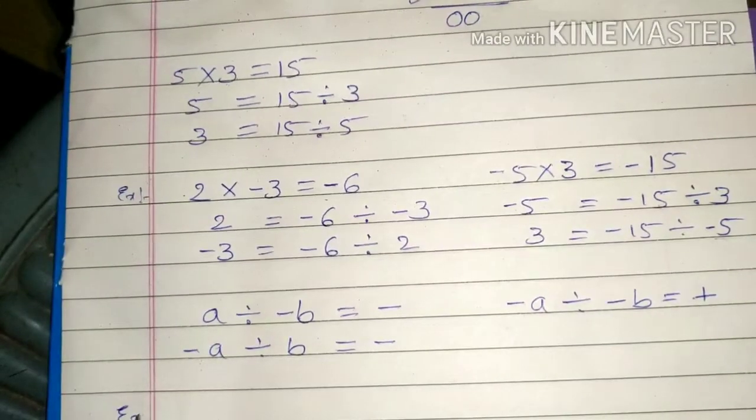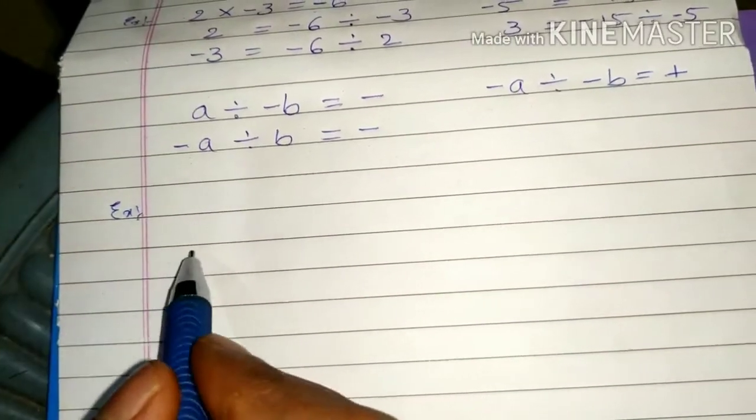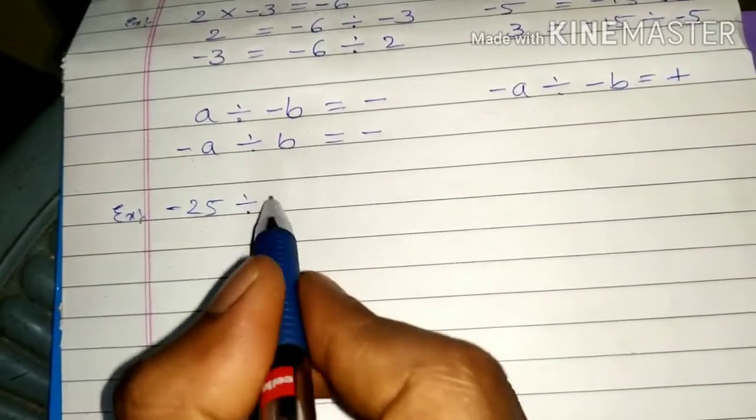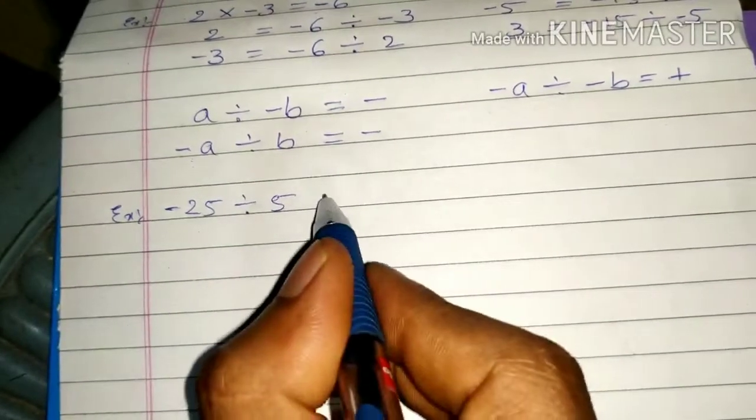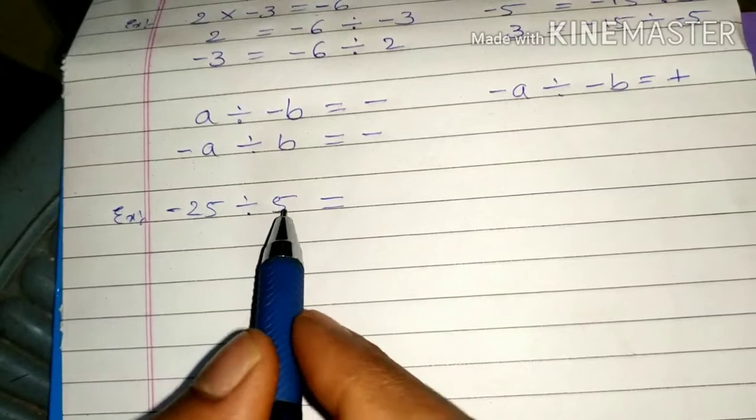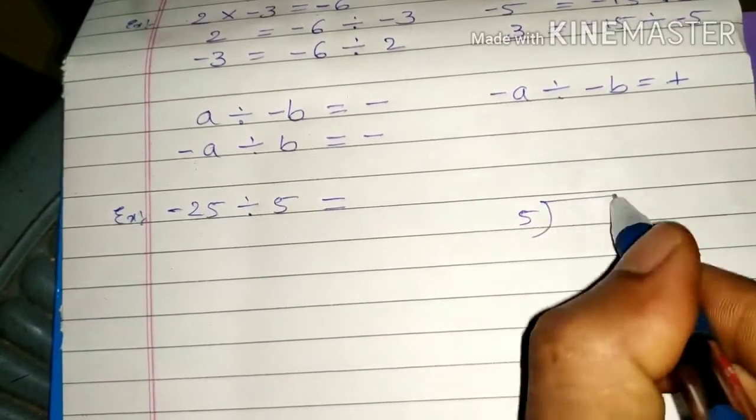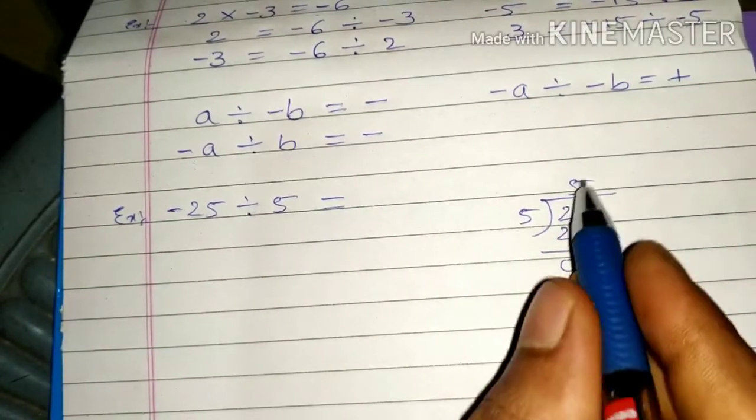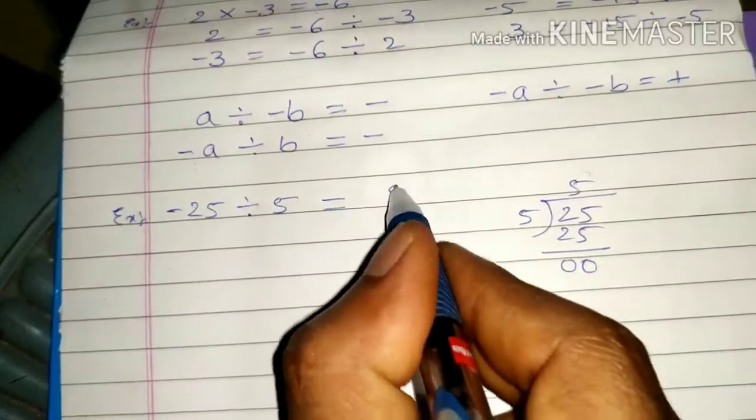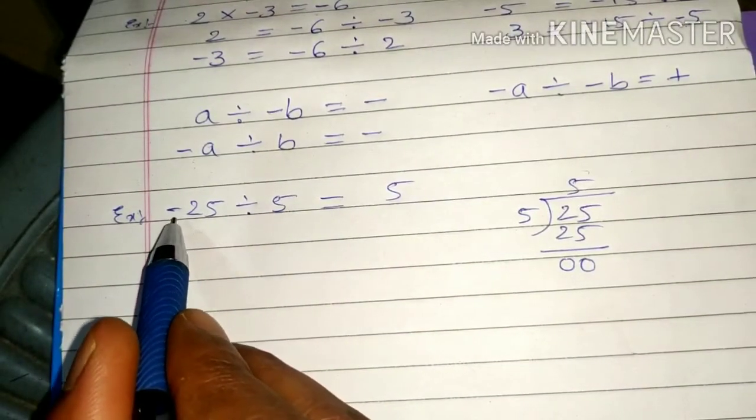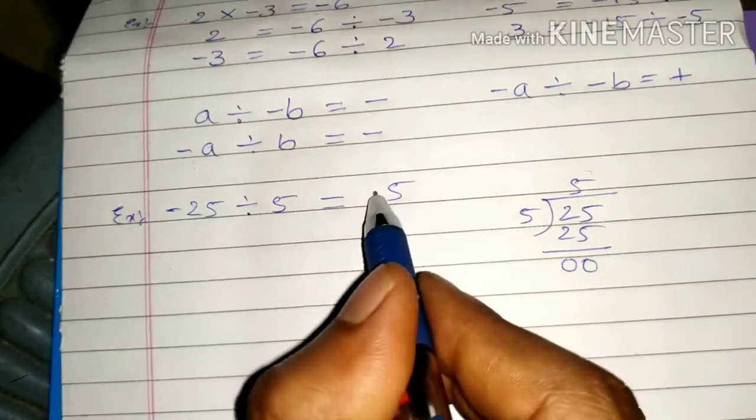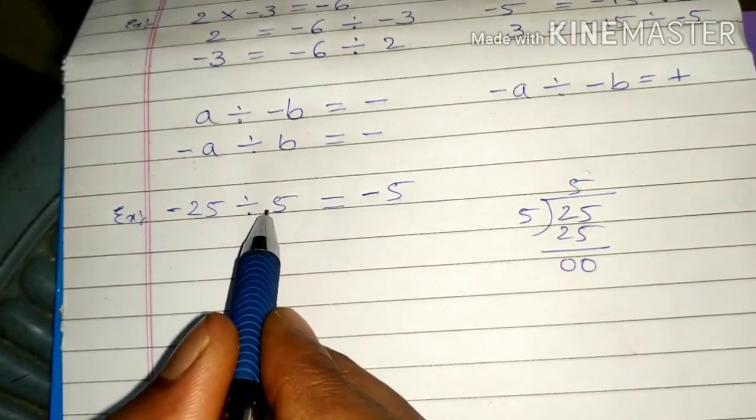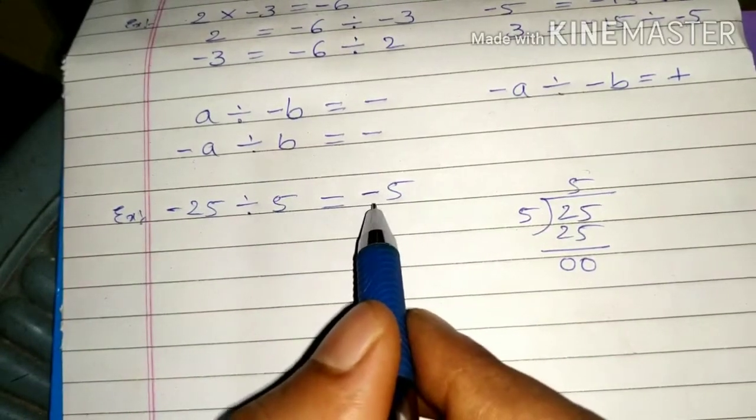So for example, minus 25 divided by 5. You have to divide 25 by 5. How do you divide? 5 fives are 25, minus, 0. The quotient is 5. And since you are dividing a negative number by a positive number, you have to put a negative sign. When you have one minus and another plus, the answer will be minus, negative.